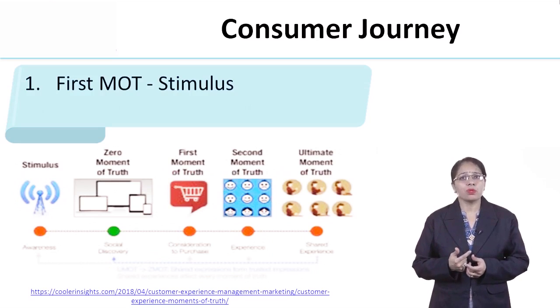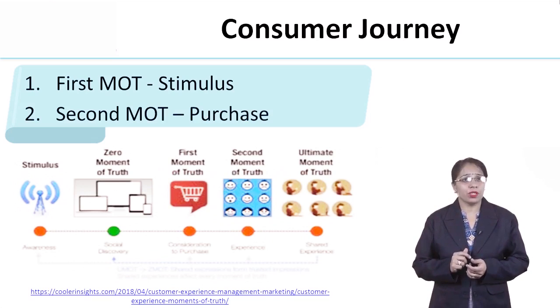It was the first moment of truth when the consumer receives a stimulus where there is a need. Apart from the need, there is an interest also. So this is the first point of interaction in the journey. During the first point of interaction, the consumer gets initiated for the purchase.